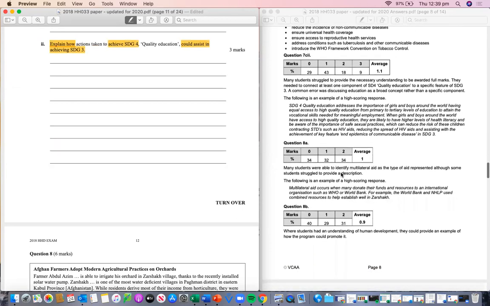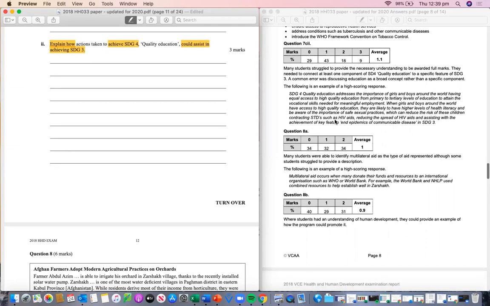So for this question here, average is 1.1. Many people fell between 0 and 1 mark here, as you can see, okay? Main things here that examiners found: many students struggled to provide the necessary understanding to be awarded full marks. They needed to connect at least one component of SDG 4 to a specific feature of SDG 3. A common area was discussing education as a broad concept rather than a specific component.